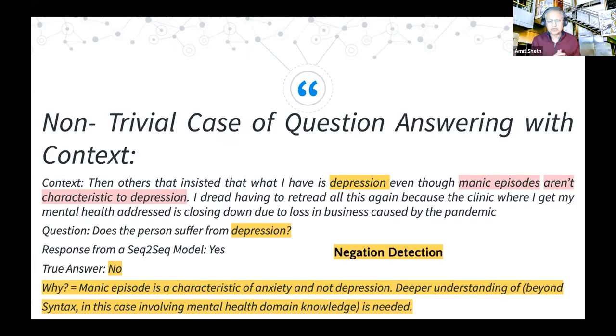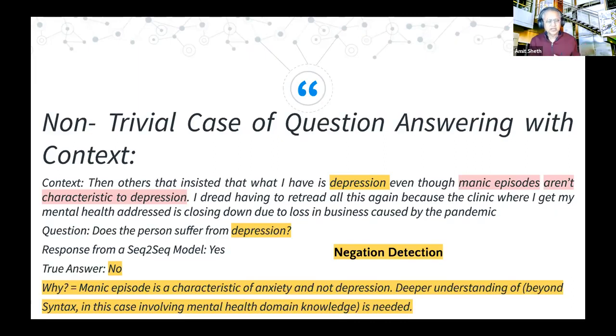So you have the concept of depression. Then it says manic episodes aren't characteristic of depression, something that is a negation. And when you give such a text and ask the question, does the person suffer from depression? The model, that particular sequence to sequence model, may answer yes, but the real answer is no.